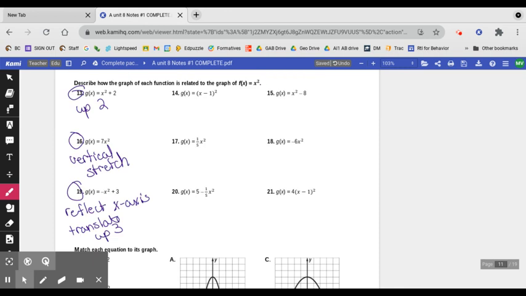So number 13, that was a translation up 2. 16 is a vertical stretch. 19 is a reflection over the x-axis and a translation up 3.